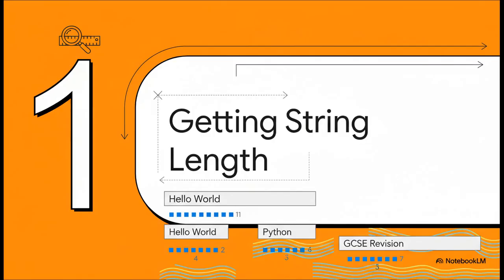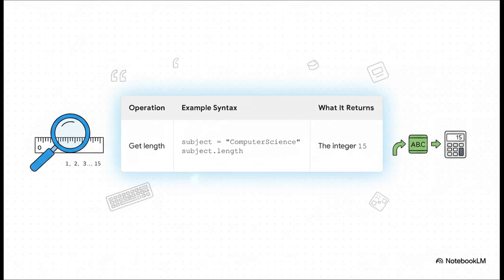Right, tool number 1. This is a big one. Before you can start messing around with a string, you often need to know just how long it is. And honestly, this is one of the most basic but essential operations you'll ever use. So, how does it work? It's super simple. You just add .length to the end of your string variable. So if we've got a variable called subject that holds the string computer science, well, subject.length is just going to give us back the number 15. Easy, right? It's a really powerful first step for things like checking if a password is long enough.